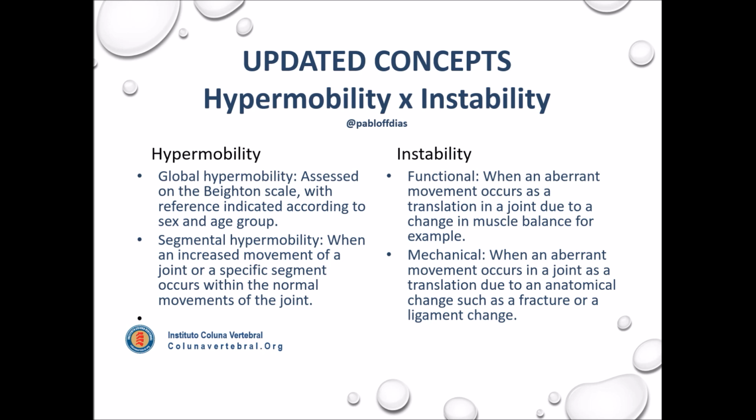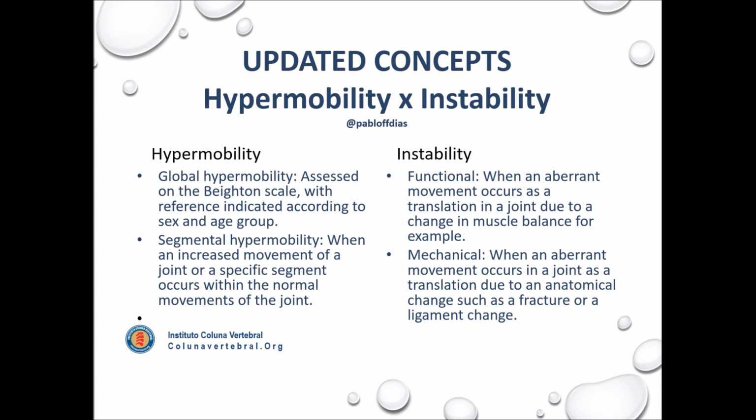You have an aberrant movement. It's not normal movement that is increased movement. It's an aberrant movement that occurs through a translation in a joint through the change in the muscle balance, for example. And then there is another type of instability. There is mechanical. This mechanical instability is when there is an aberrant movement, not just increased movement, but aberrant movement that occurs in a joint as a translation, for example, due to an anatomic change, such as a fracture or a ligament change. This you cannot adjust because there is something like a luxation, a fracture, or something that you can harm the patients a lot.